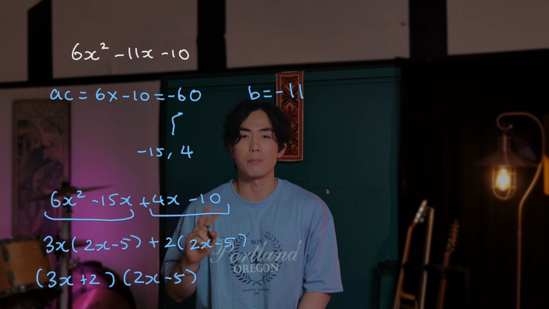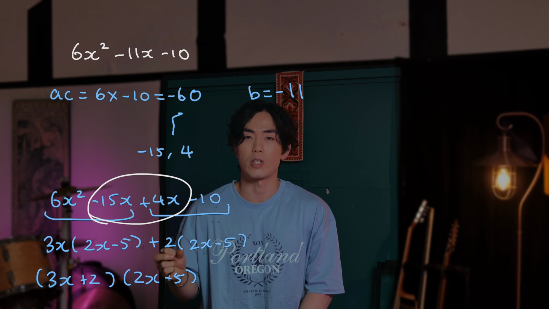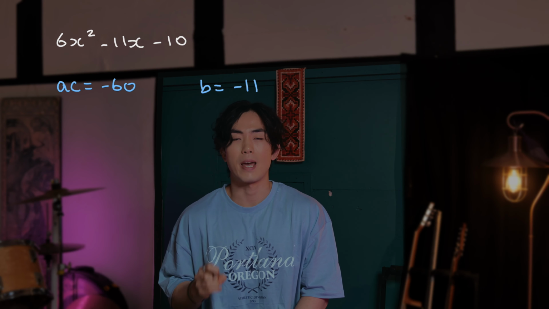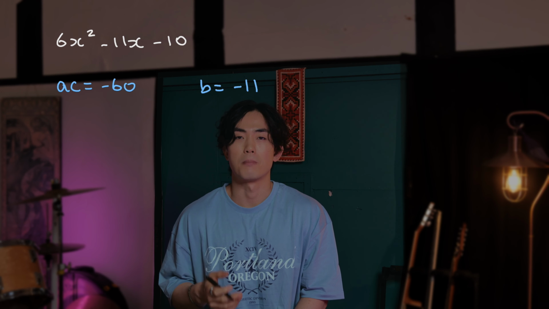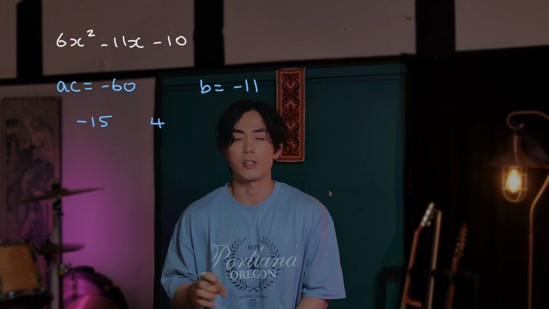Note, I can flip these middle ones around again and then factorize each individual one, but you should get the same answer. Right, a tip I do follow is when I have to factorize these kinds of expressions, I do the same thing. So I find my AC and my B. So my AC is minus 60, my B is minus 11. And I go ahead and find a pair, so minus 15 and 4. So up to this stage it's the same.